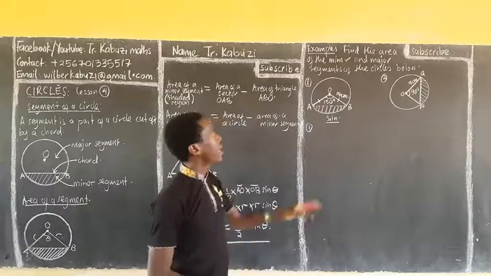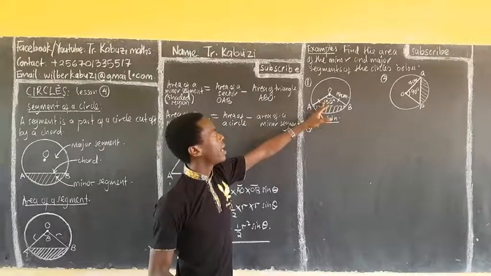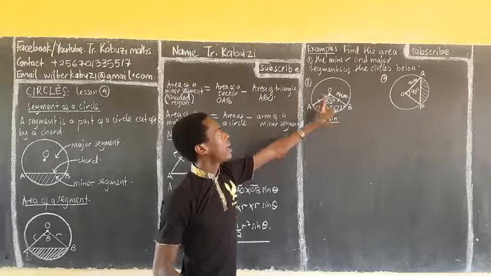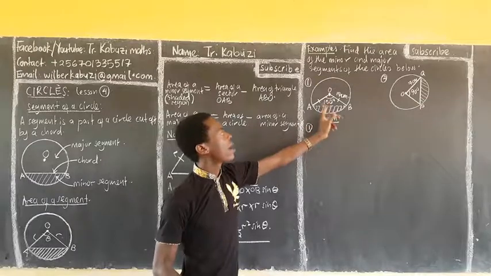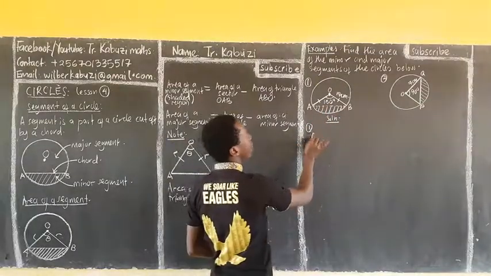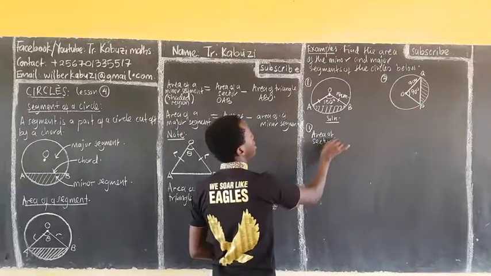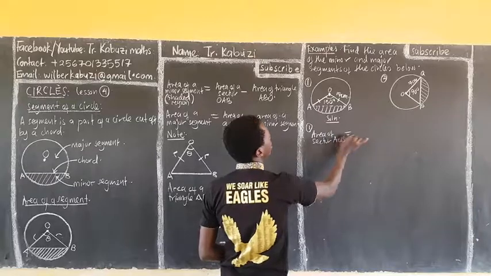So now, I need the area of this segment. But to get the area of this minor segment, I need the area of the sector AOB, and then also the triangle AOB. So now, area of the sector AOB is going to be the same.